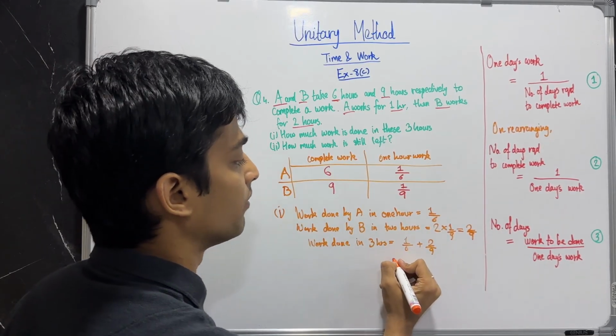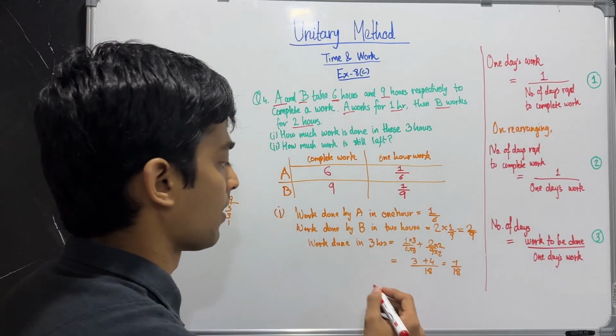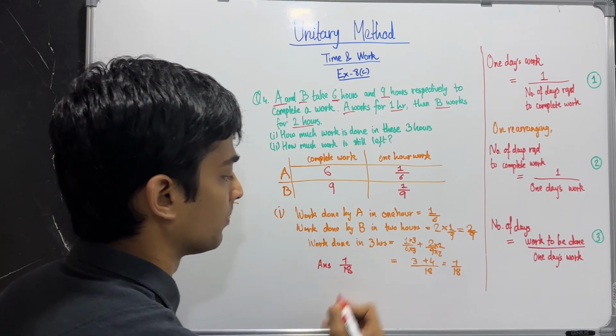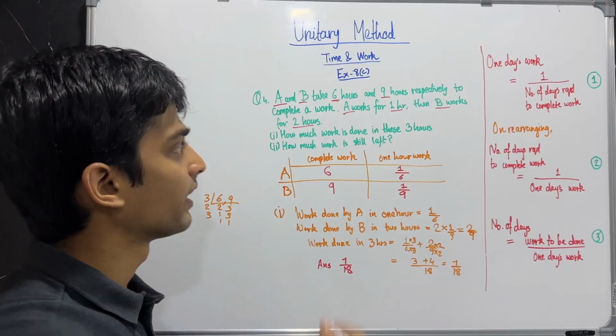Okay, when we take the LCM we get the answer 7 upon 18. Let's look at the second one.